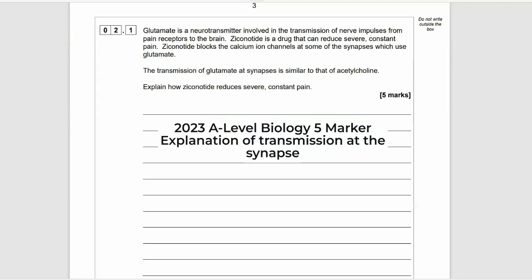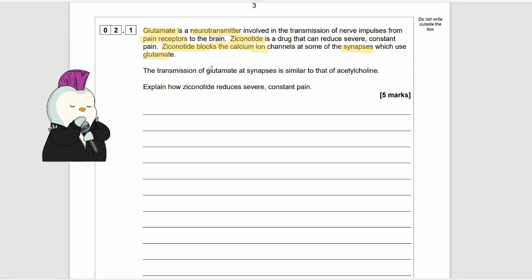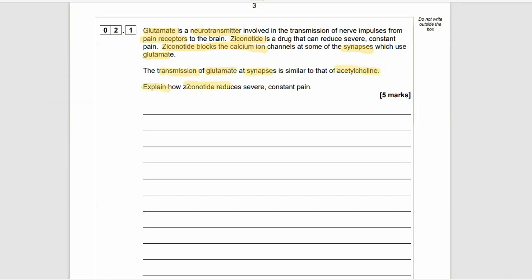This is an A-level question from the 2023 paper, and this is on neurotransmitters. So glutamate is a neurotransmitter involved in the transmission of nerve impulses from pain receptors to the brain. Ziconotide is a drug that can reduce severe, constant pain. Ziconotide blocks calcium ion channels at some of the synapses which use glutamate. The transmission of glutamate at the synapse is similar to that of acetylcholine. Explain how ziconotide reduces severe, constant pain.